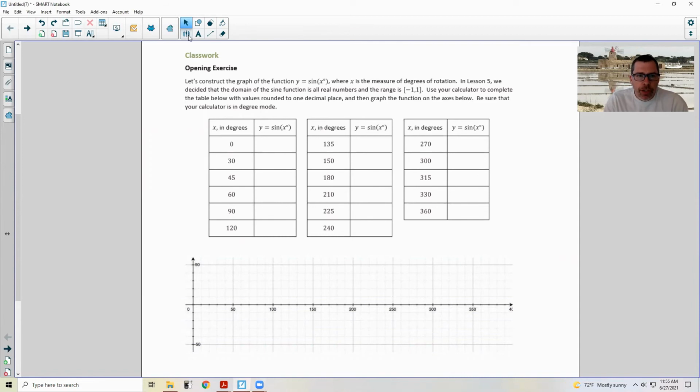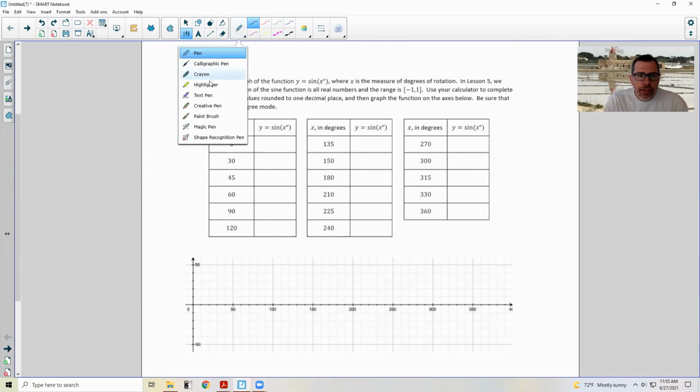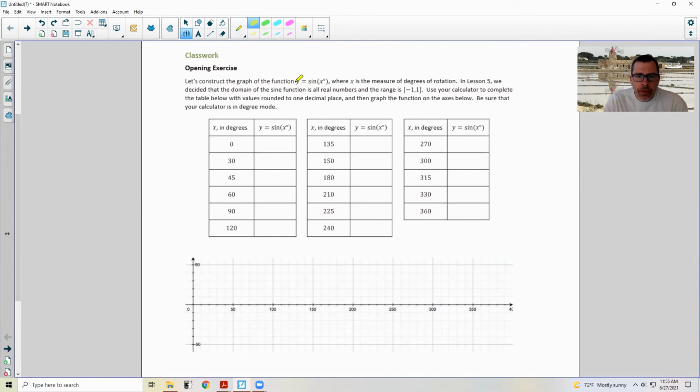Before I go any further, I'm just going to say this right now, and then we'll talk about it more later. When you see a degree symbol right there, that means it's going to be measured in degrees. If you don't see a degree measure there, then we are measuring in radians, which we're going to get to in this lesson. In lesson 5, we described that the domain of the sine function is all real numbers and the range is -1 to 1.